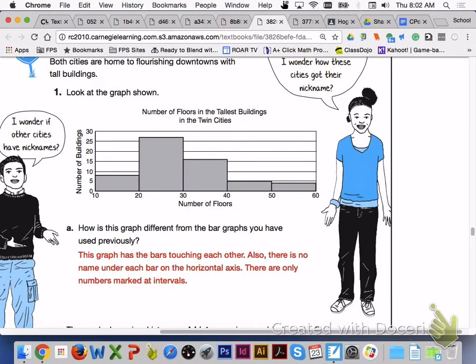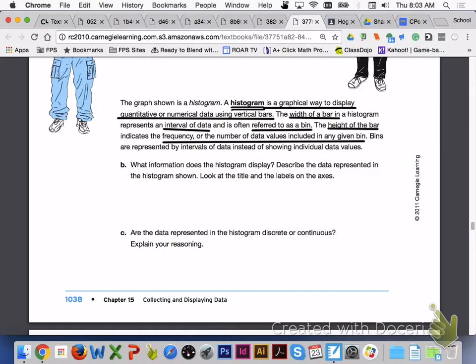For letter A, this graph is different from a bar graph because the bars are touching each other. Also, there is no name under each bar on the horizontal axis. There are only numbers marked as intervals. The graph shown is a histogram.